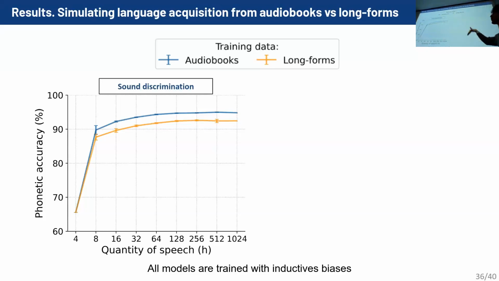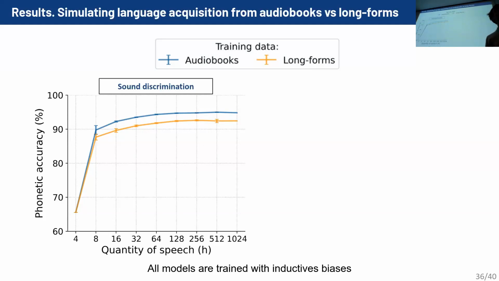All right. So here you have a full comparison of models trained either on audiobooks or on long forms for varying quantity of speech, from 4 hours of speech to 1,000 hours of speech, and all models are trained with inductive biases. So on the left, you have the performance on the sound discrimination task. We observe that models trained on long forms are a bit worse than models trained on audiobooks. But what's important is that there's learning in both conditions.